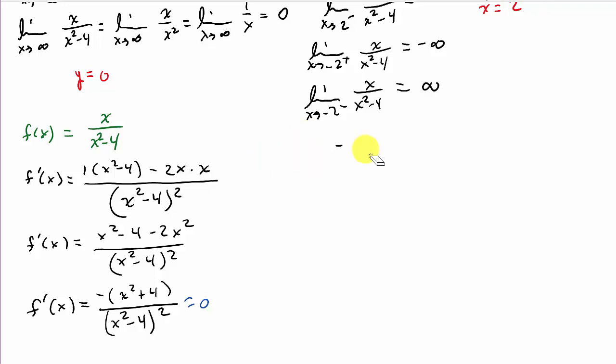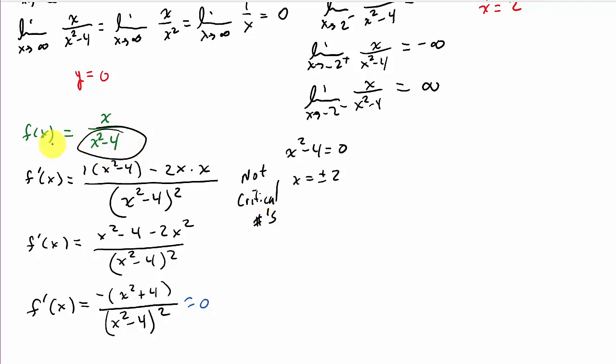Okay? And then the next thing is, the critical numbers, is where the first derivative is undefined. All right? So the first derivative is undefined whenever the denominator is 0. So of course that's x equal plus or minus 2. But these are not critical numbers. And why are they not critical numbers? Because they're not in the domain of the function. Because they would also make the function undefined. Okay? All right. So we have no critical numbers.